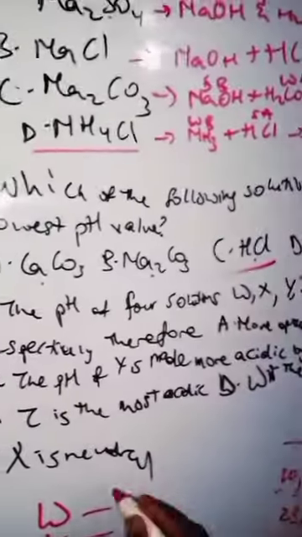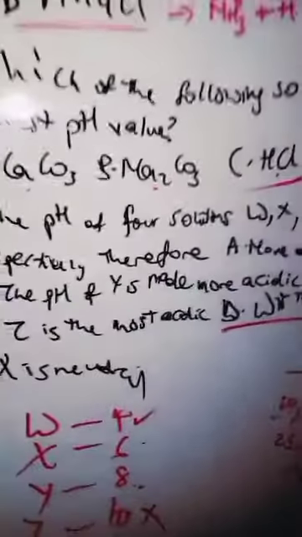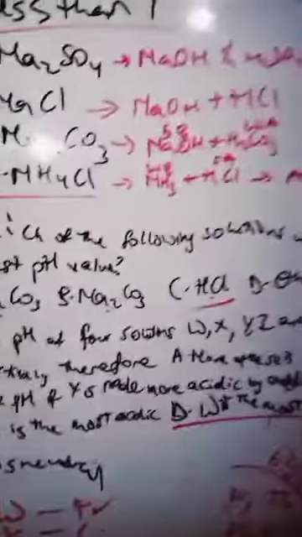It's greater than 7. W is the most acidic. There's nothing like X is neutral. It's not 7, so it's not neutral. So this is correct.